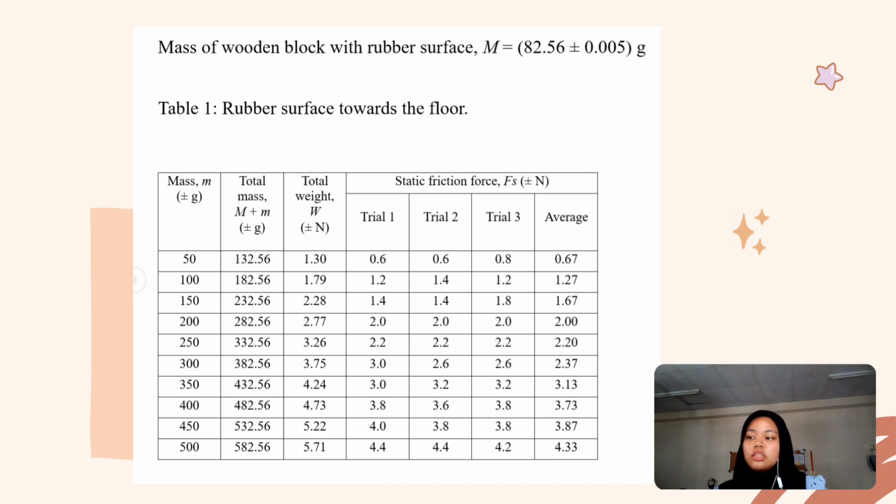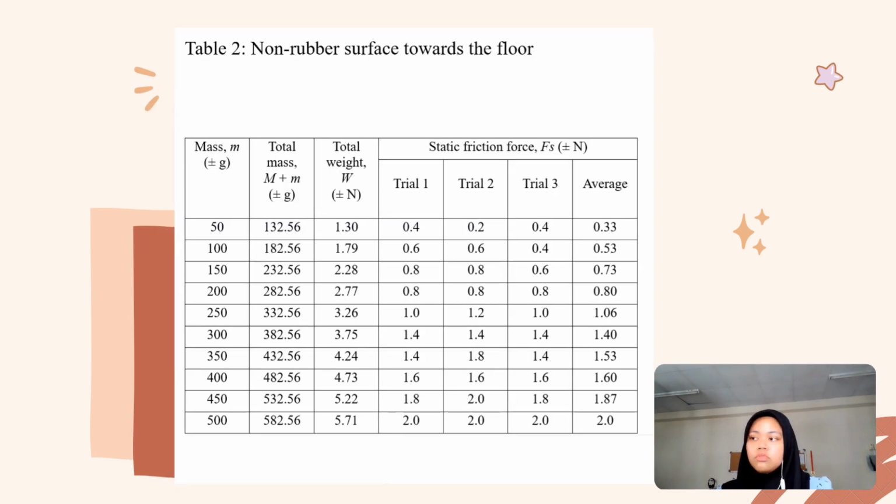There are 3 trials, and we calculate the average by adding all the trial results and dividing by 3. Table 2, for the non-rubber surface towards the floor.